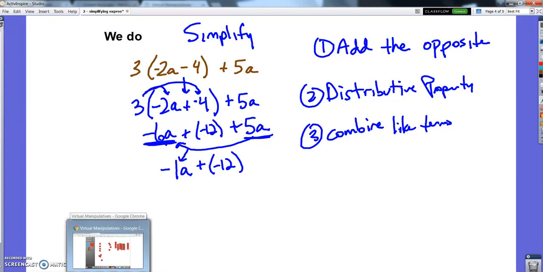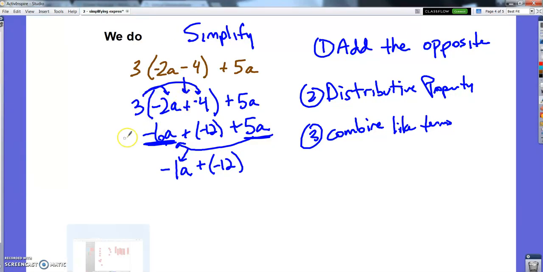So not too bad with the distributive property. We actually use the commutative property too. So that's how you simplify an expression that has a variable and an opportunity for the distributive property.